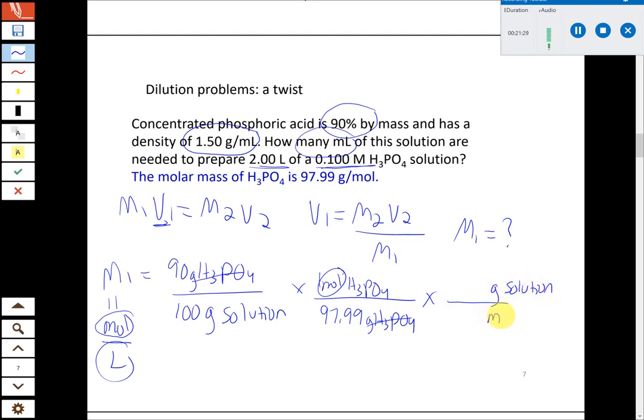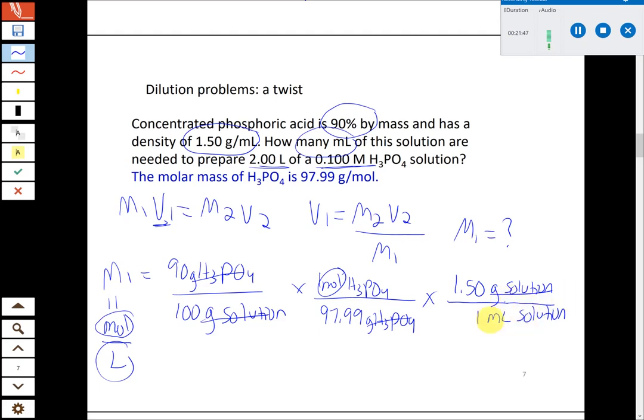And then we want milliliters in the denominator. We eventually want to get to liters, as we said, but we don't have a direct conversion, so we're going to go to milliliters first. And we're going to just use the density as given to us, 1.50 grams per 1 milliliter. And so that allows grams to cancel out, and now we have milliliters in the denominator.